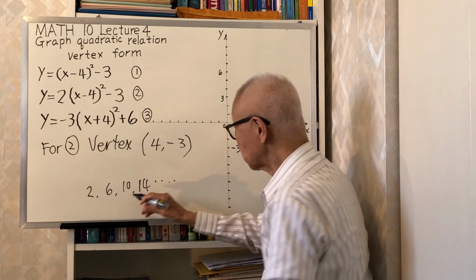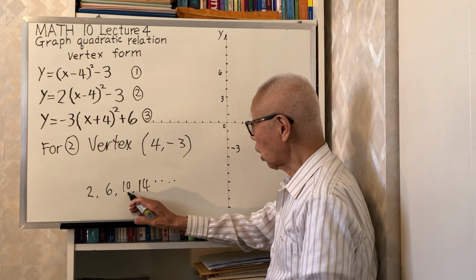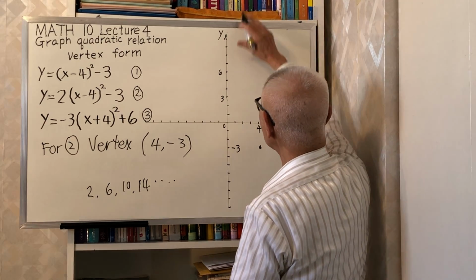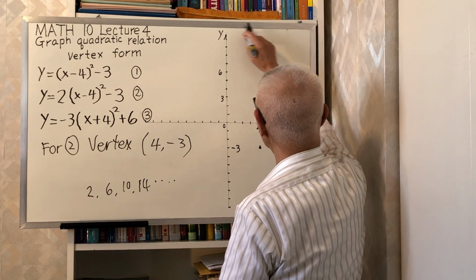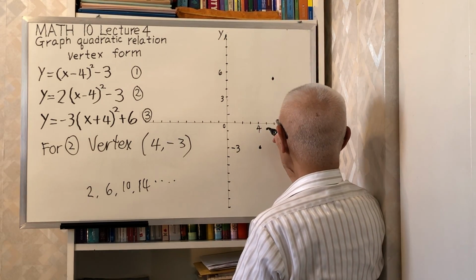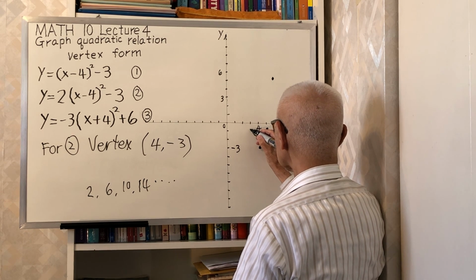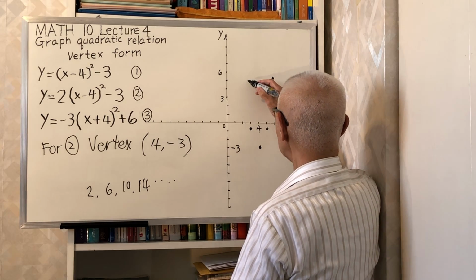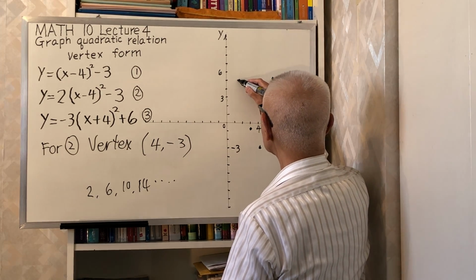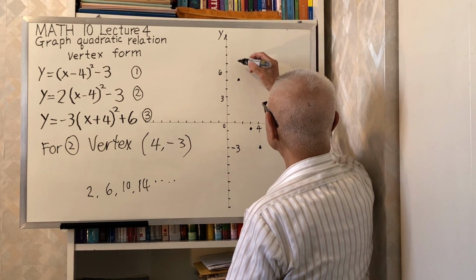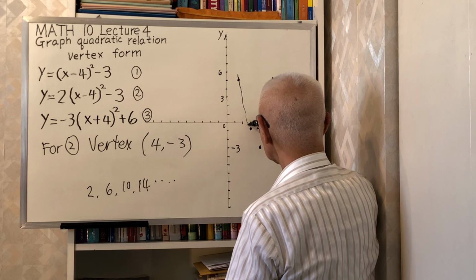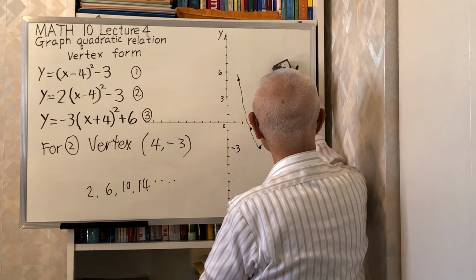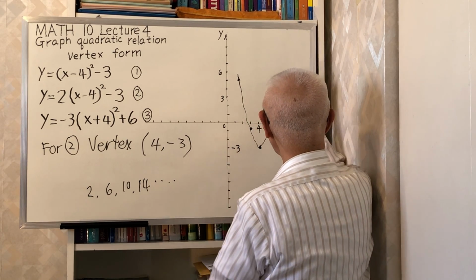Then another 1 step to the right. I need to go up by 10 units. Oh, that's far above this whiteboard. So what I do is go to the other side and just put down symmetric points, and then I have this. Now I join them. This is my graph.